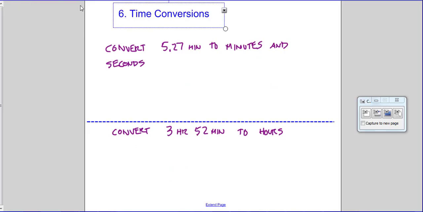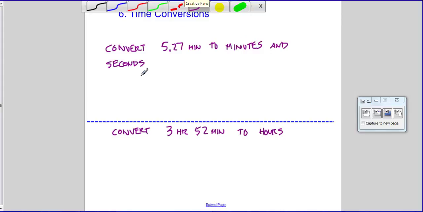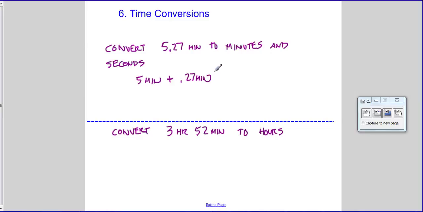Okay, now a few time conversions. So say you are given 5.27 minutes and you need to convert it to minutes and seconds. Well, what I'm going to do is I'm going to break it up into 5 plus 0.27, and these are minutes. This is 5 minutes plus 0.27 minutes. Well, this is already in minutes, but here what I'm going to do is I'm going to convert this to seconds. So I know that for every 1 minute, that's 60 seconds.